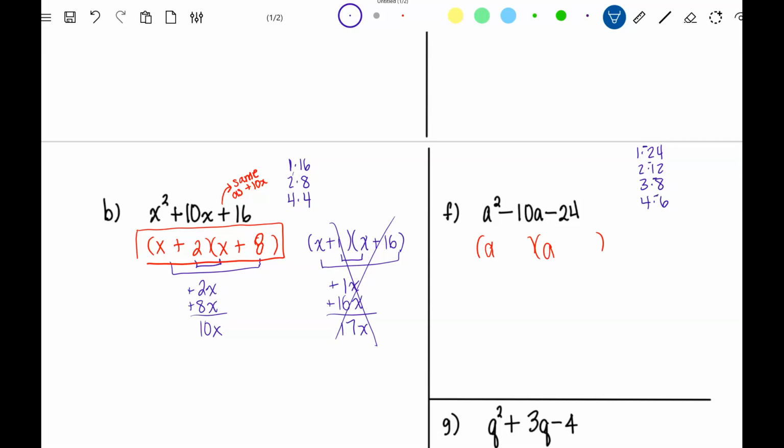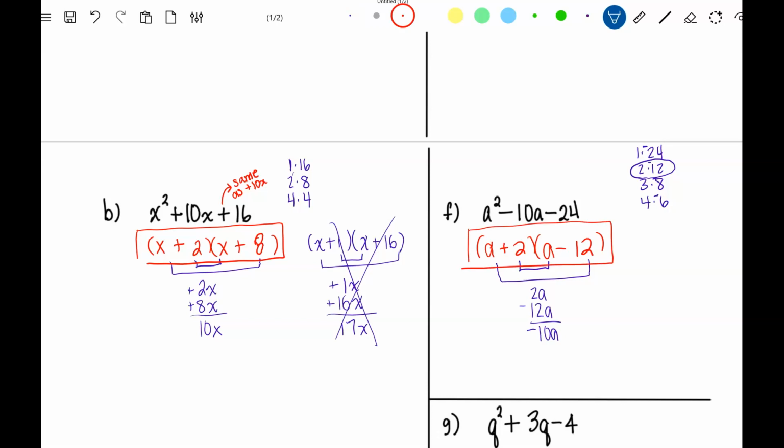So the one that gives me a negative 10 in the middle is positive 2 and negative 10. Nope, sorry, negative 12. And here again we can check. Positive 2 times A is 2A. A times negative 12 is negative 12A. And those combine to give me negative 10A. That checking will allow you to see if you've got your signs correct or incorrect.